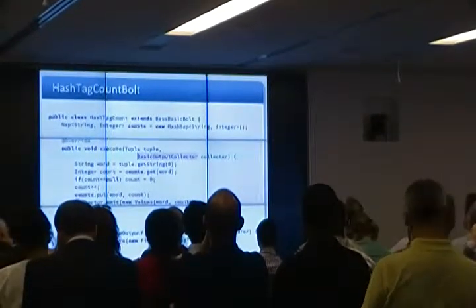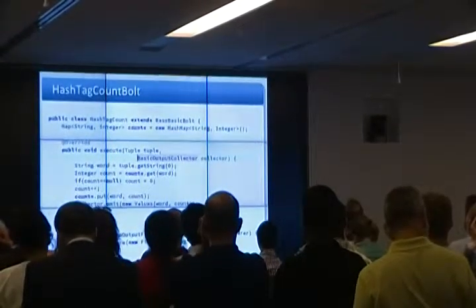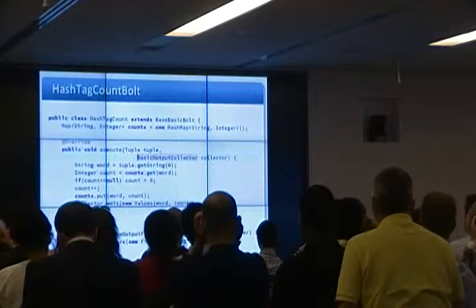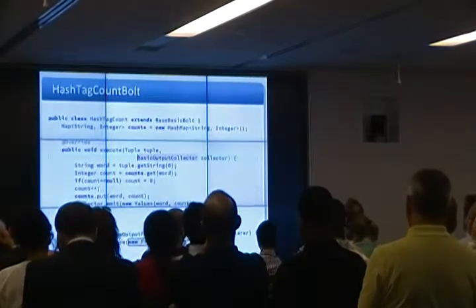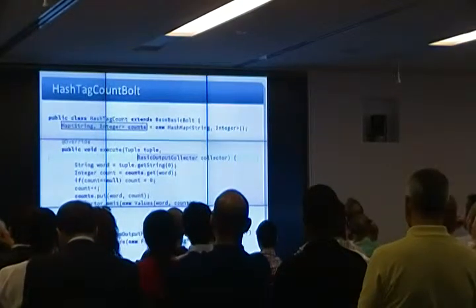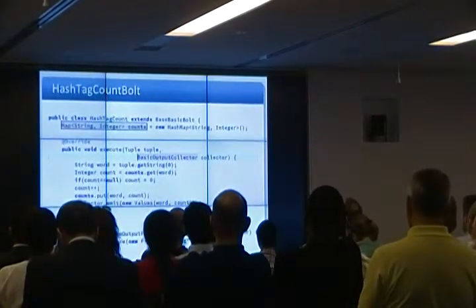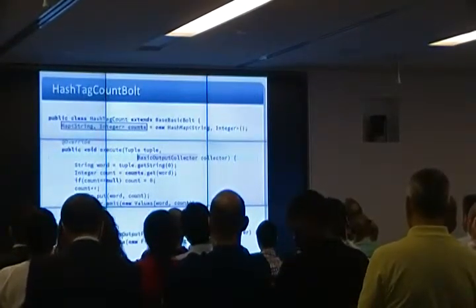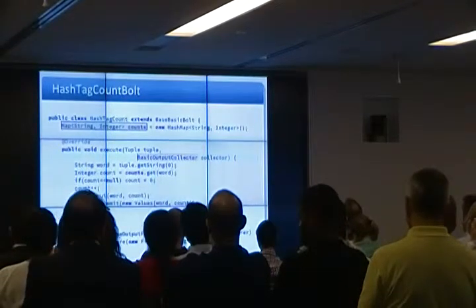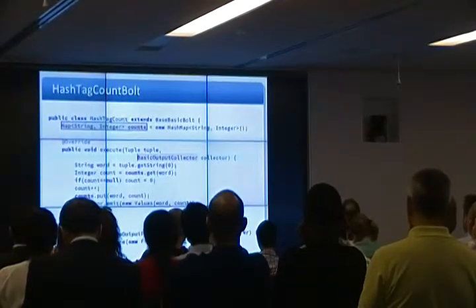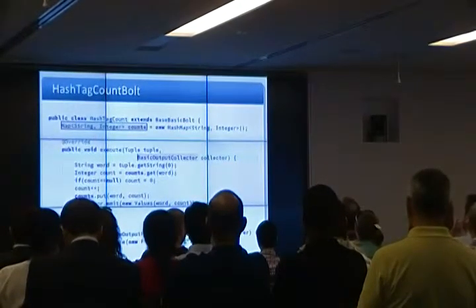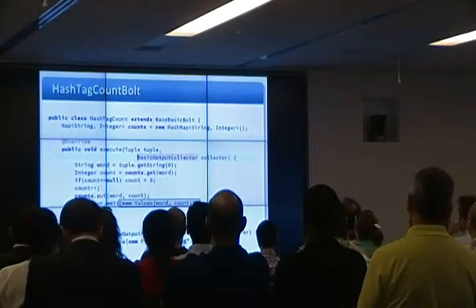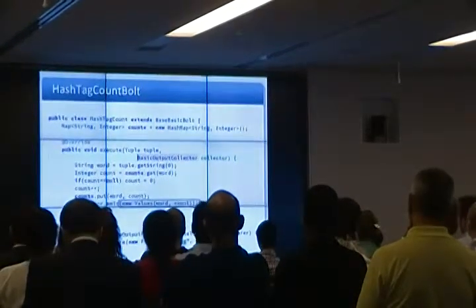And here's a bolt that will do counting. In this example, it will emit hashtag and count, and we will use a hash map to do the counting, just to keep track of counting in memory. In reality, you probably want to save it to some memcache or MongoDB, some fast memory. And you just, again, emit it.